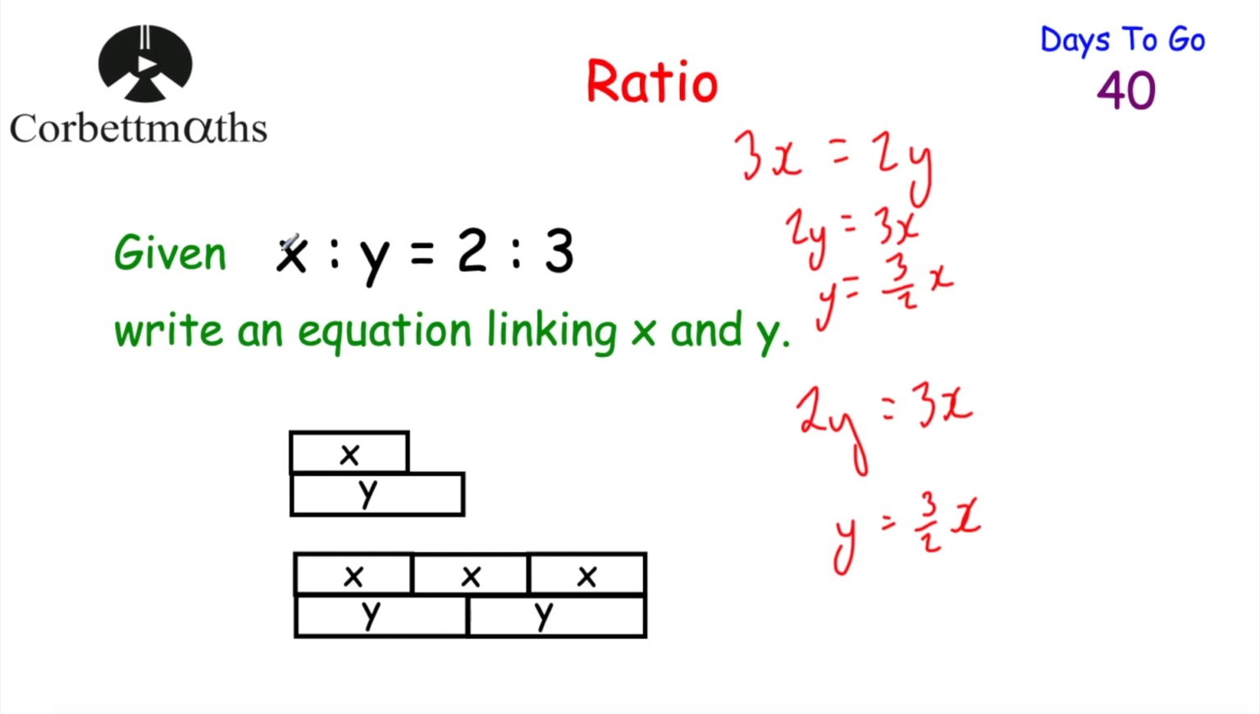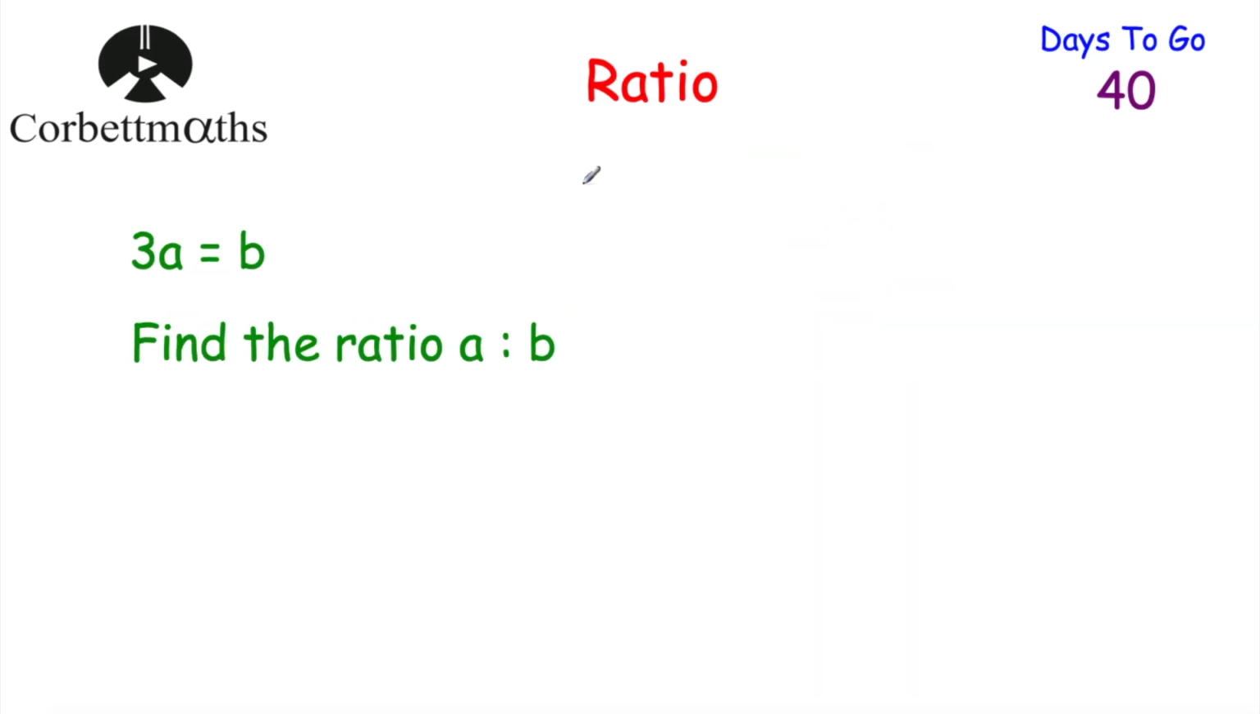And that's it. So if you multiply the x by the y number in the ratio and the y by the x number in the ratio, and then put them equal to each other, that's a bit of a shortcut in terms of getting your equation. Okay, so we've had a look at how to write ratios as equations or formulae.